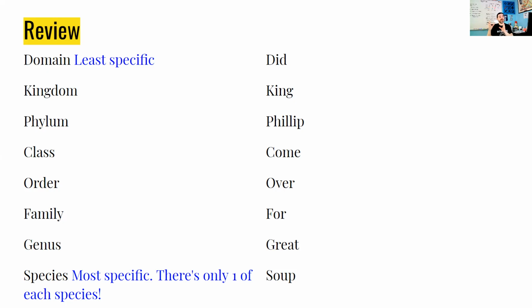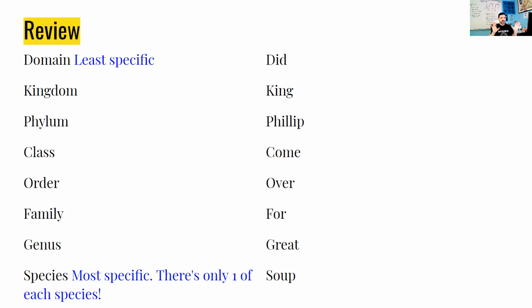And then we get more specific with phylum, and then more specific with class. And then we get very, very specific all the way down to the bottom where we get into our species. This is the most specific way that we organize any type of organism, plant, animal, bacteria, whatever, because there's only one of each species.